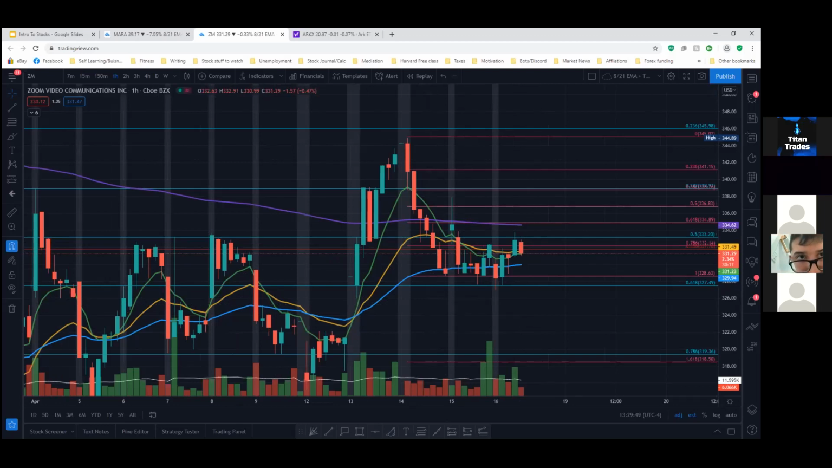Let me just read comments really quickly. The drawing tool on the bottom right of TOS looks like a percentage sign, and it has Fibonacci. It's right where your other charting tools are for TOS.